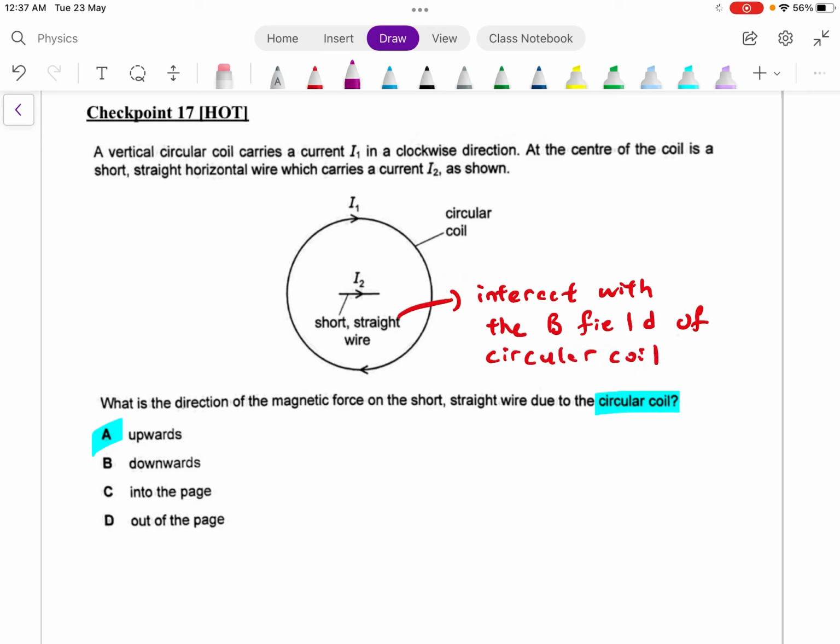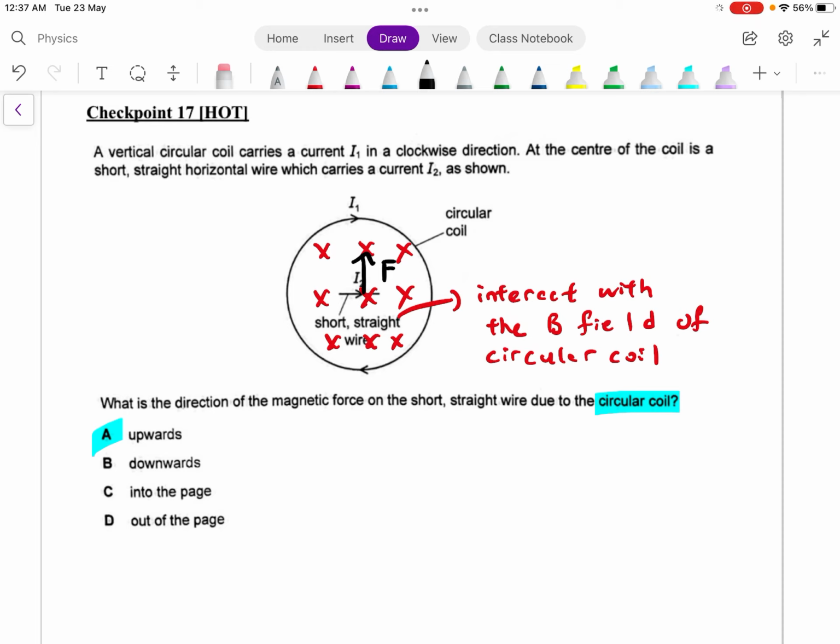So what happened is that if you use your right hand grip rule, the four fingers you curl, right? The magnetic field that is inside the circular coil will be into the paper. Next, they want to find the magnetic force. You use your Fleming left hand rule, FBI, right? Your index finger points into the paper, your middle finger points towards the right hand side, right? You will see that the force acting on the short straight wire is upward. So that is the answer. That's the solution for this question.